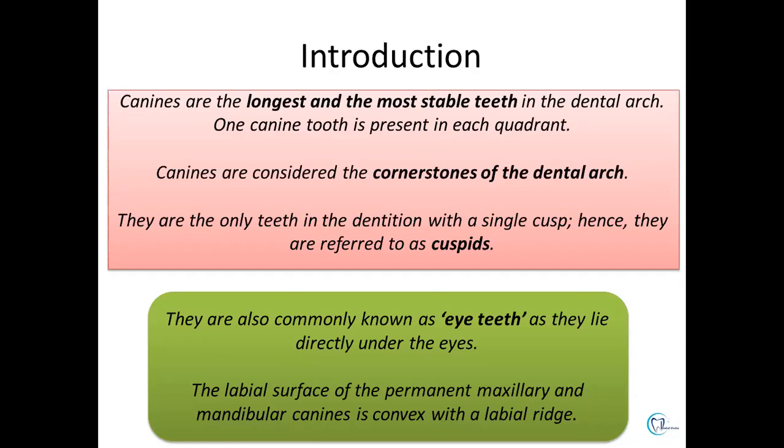They are considered to be the cornerstones of the dental arch, and they are the only teeth in dentition which have a single cusp. That is why they are known as cuspids. However, premolars have 2 cusps, so they are considered to be bicuspids, and the canines are considered to be cuspids. They are also known as eye teeth because they directly come under the eyes. And on the labial surface, we have a convexity that is known as the labial ridge.